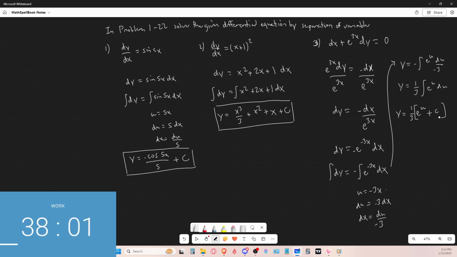Well, technically it's like this, but this is also negative, so we have to remember that. And I'm pretty sure the C will absorb the 1/3 here. So it will be 1/3. And I'm pretty sure that is the answer.